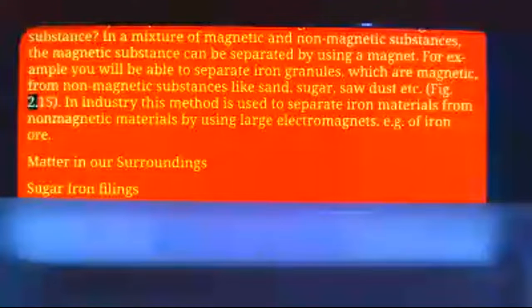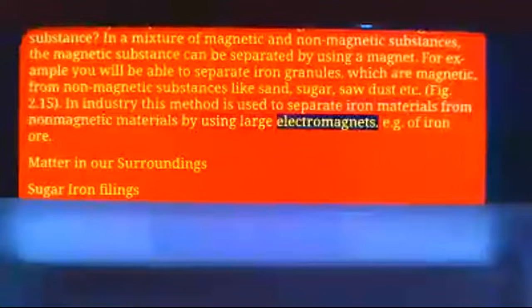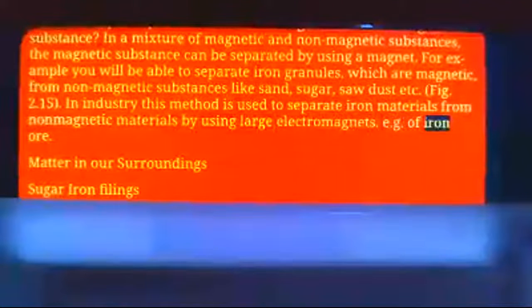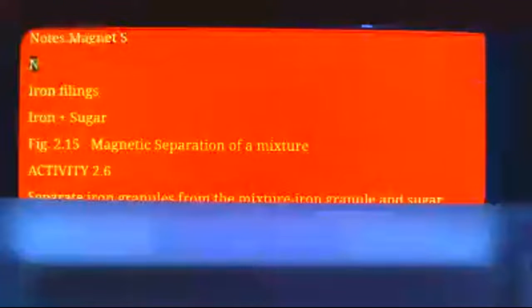Figure 2.15. In industry, this method is used to separate iron materials from non-magnetic materials by using large electromagnets, for example, of iron ore. Labels: sugar, iron filings, magnet, N, S.